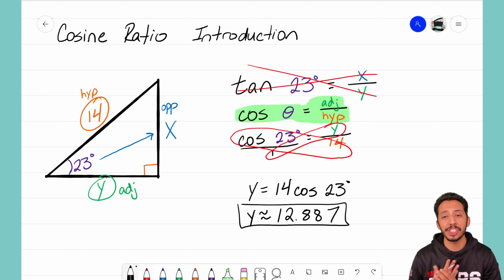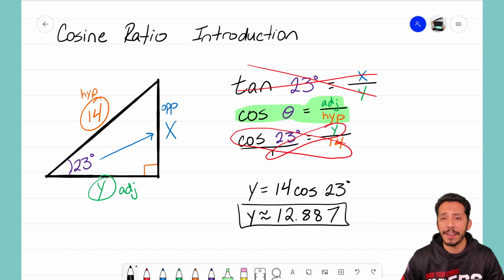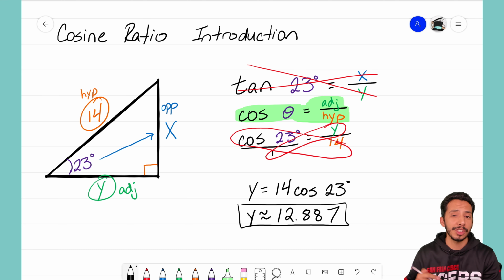Okay? This is why it's so important that we learn and we memorize those three trig functions: tangent, sine, and cosine. They all have their place when we're trying to solve a right triangle and we know a side and an angle.